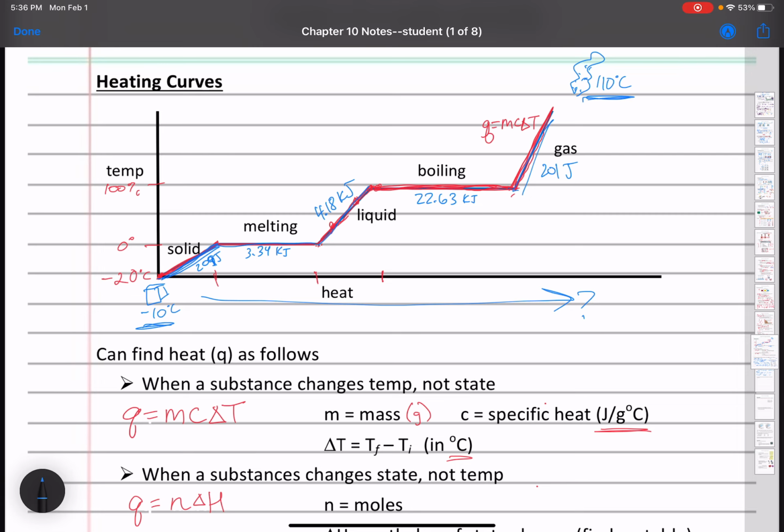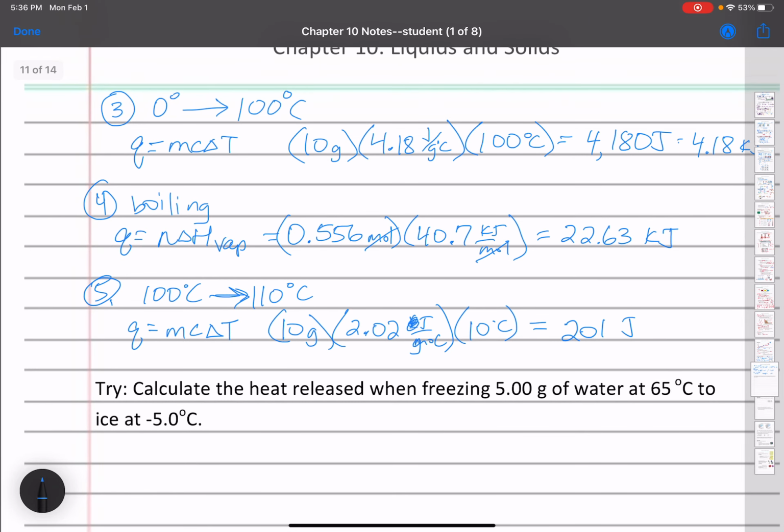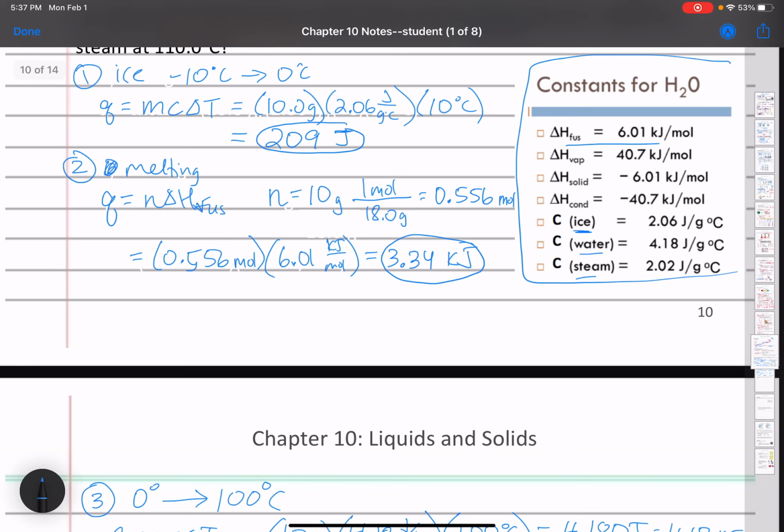So in order to figure out how much heat to go from A to B here, we need to add all of these up. And that will tell us the total amount of heat. So step 1 was 209 joules. But some of these are in joules and some are in kilojoules. And we need all those units to match so we can add them all up. So I'm going to convert them all to kilojoules. So the first one, I'm going to convert that to kilojoules.